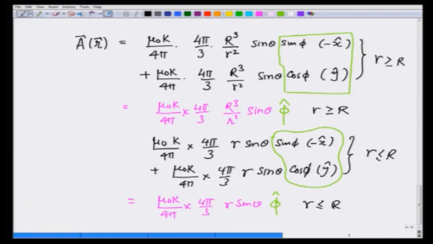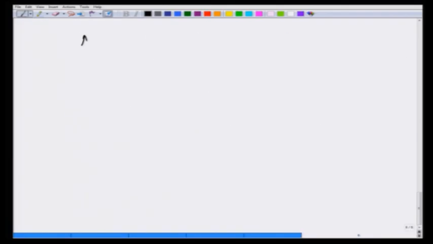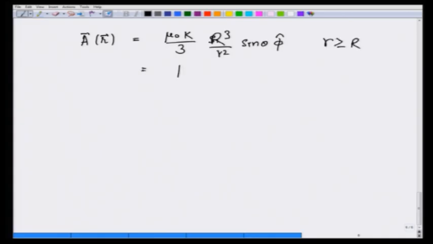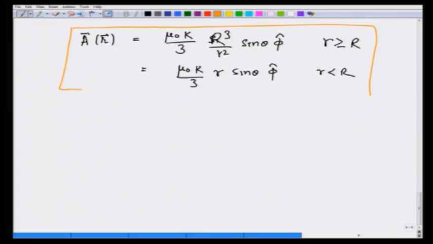So, in the final answer I have A(r) equals mu naught K over 3 R cubed over r square sin theta phi unit vector for r greater than or equal to R, and is equal to mu naught K over 3 r sin theta phi for r less than R. This is my final answer for the vector potential.